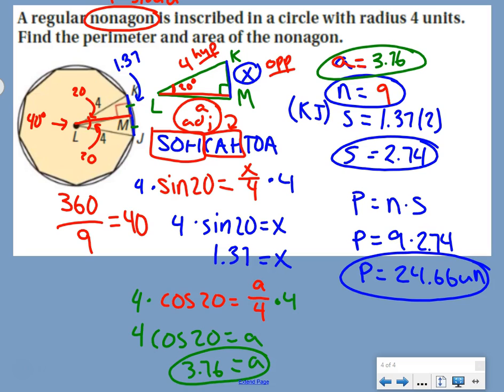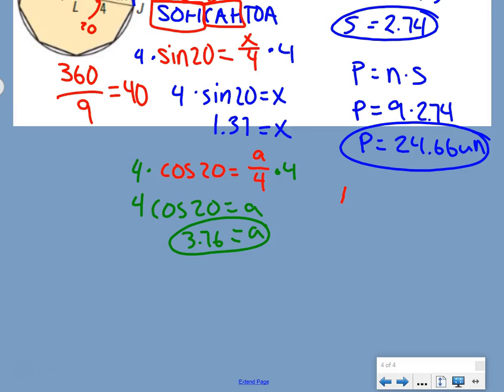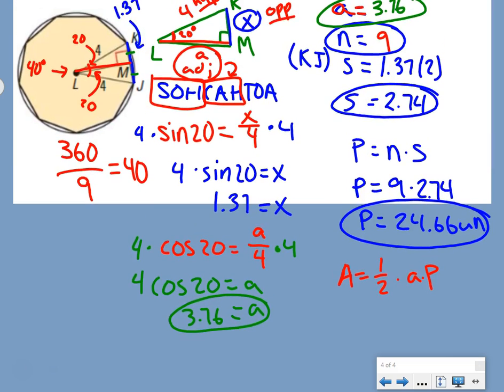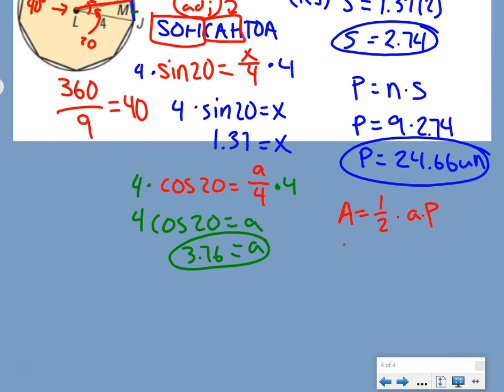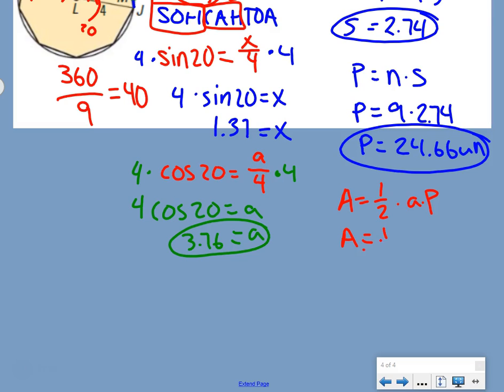Last is our area, and then our area formula is 1/2 times A times P. So A is our apothem, which if we look was 3.76 times our perimeter, which is right there, 24.66. Do the multiplication, we get that our area is equal to 46.36 units squared.